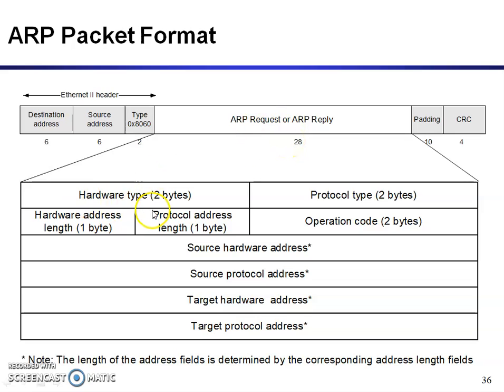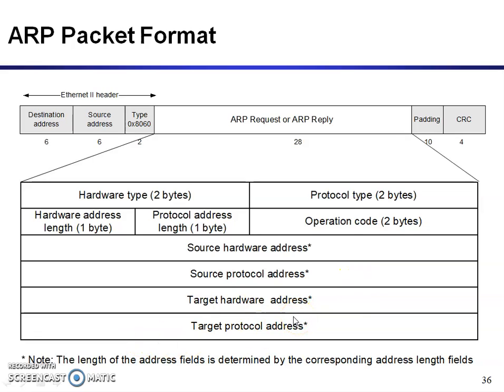This consists of hardware type, which is 2 bytes. It is 28 bytes. So hardware type 2 bytes, protocol type 2 bytes, hardware address length is 1 byte, protocol address length is 1 byte, operation code is 2 bytes, and this is followed by the source hardware address, the source protocol address, the target hardware address, and the target protocol address.